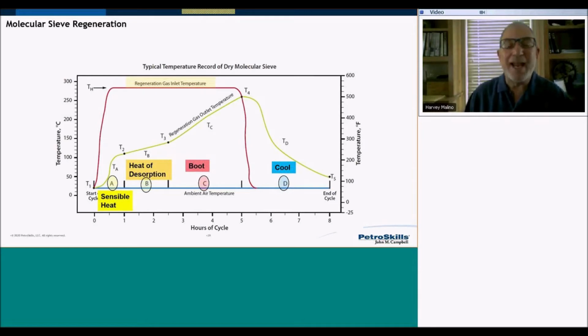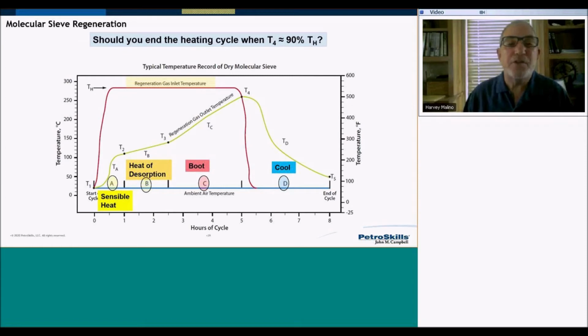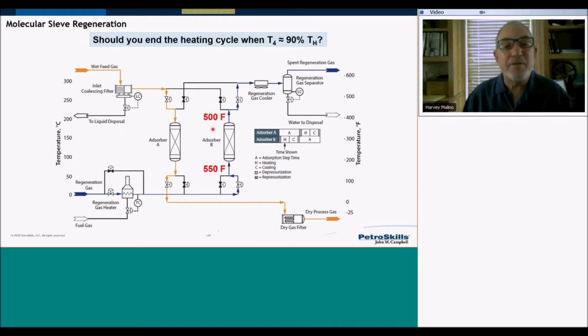You do not want to take a hot regenerated vessel and bring it online because your downstream cold section will not be very happy. So when we look at this, we see that temperature at the outlet of the bed will be roughly 90% of the inlet temperature. Should you end the heating cycle when, let's say, this temperature reaches 500 degrees compared to your inlet temperature of 550?